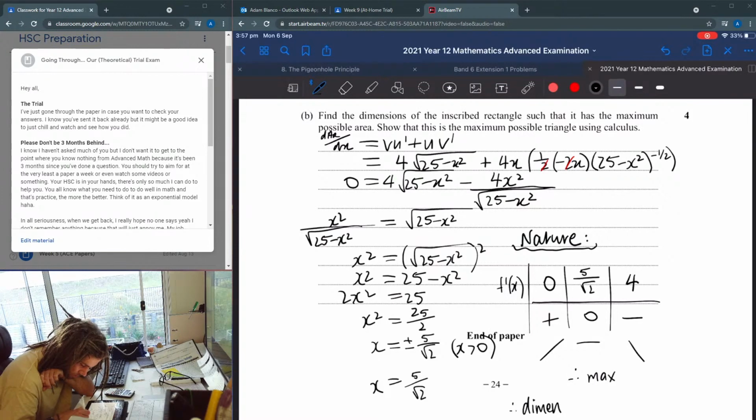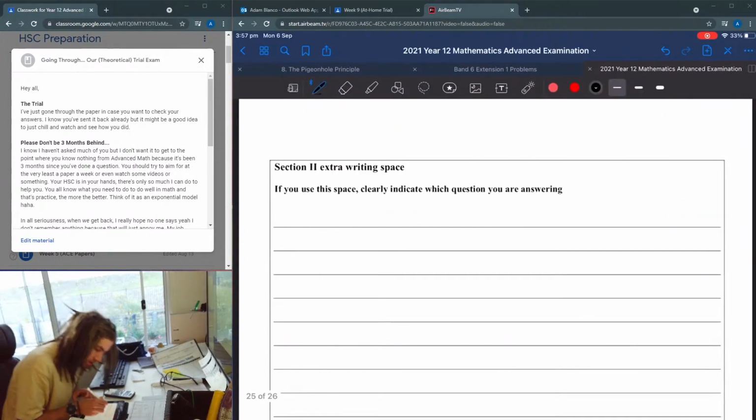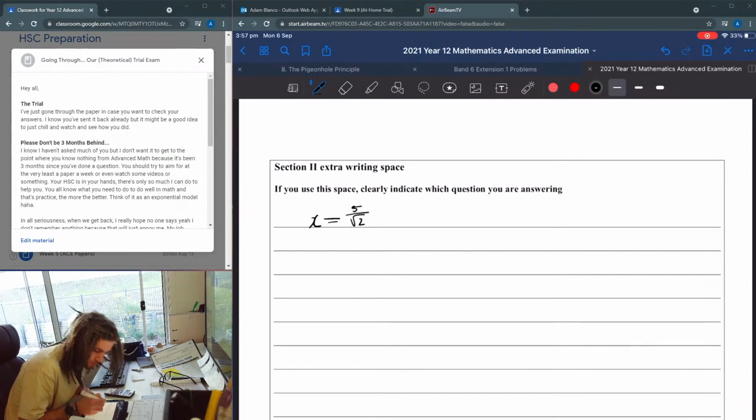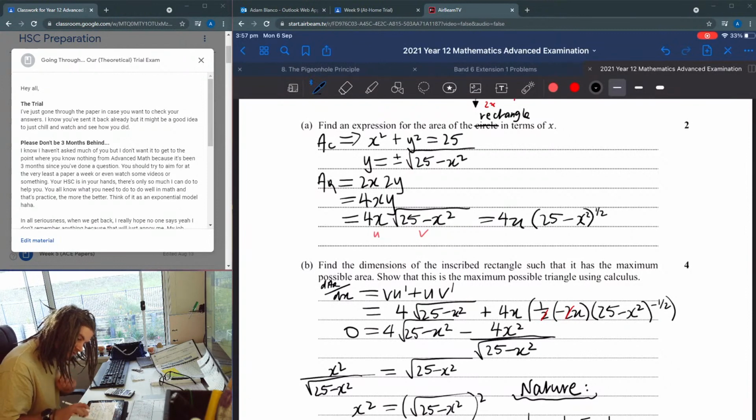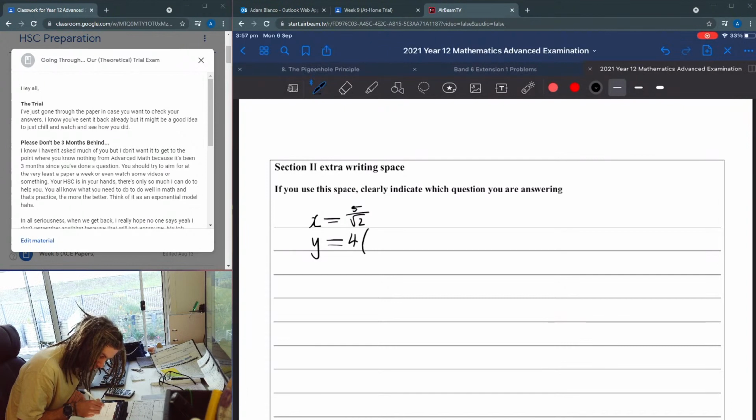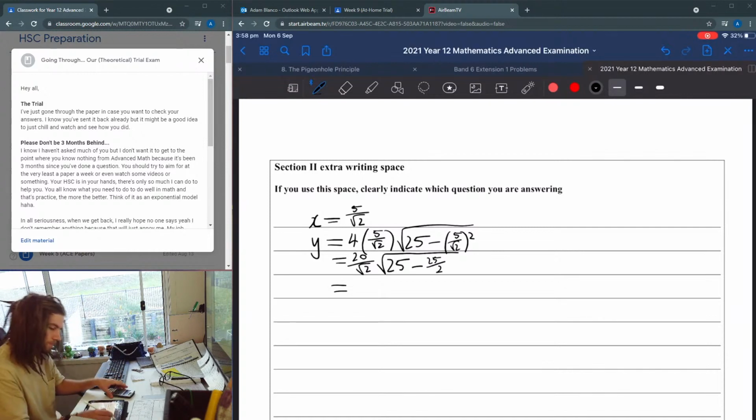Okay. Therefore, dimensions are. Oh, I've got to find the y value. There is not enough room for this. Okay. X equals 5 on root 2. Y equals. Where's my function? 4x outside of. Okay, this equals 4 on, no, 20 on root 2. That's 25 minus 25 on 2. Do I want to leave that? Let's just leave that exact. Can I leave that exact? Yeah.